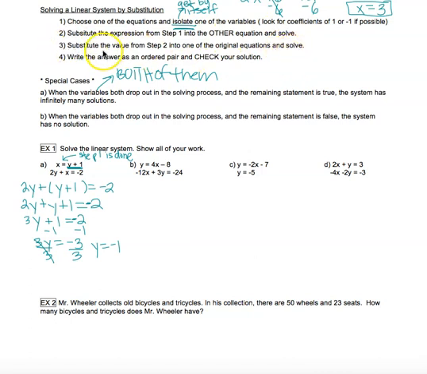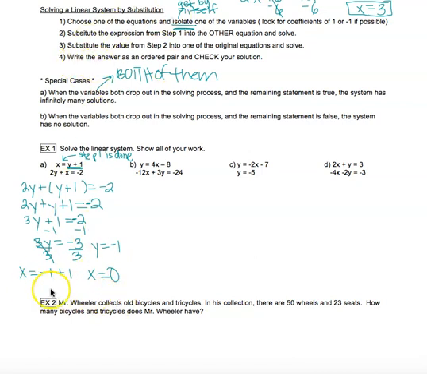Now step 3, substitute the value from step 2 into one of the original equations and solve. It does not matter which one. Let's just use the top one. So x equals y, which we now know is -1, so we substitute that, -1 plus 1. All I did was take the y out and put the -1 in its place. -1 plus 1 is 0. So I have x equals 0, y equals -1.